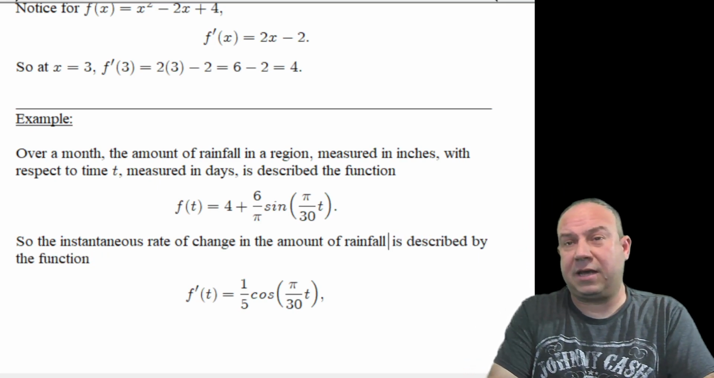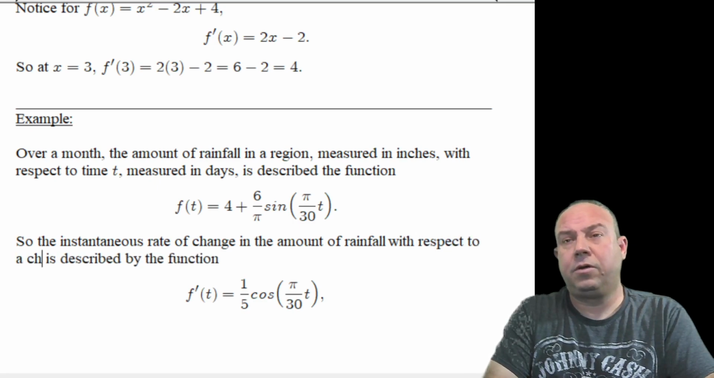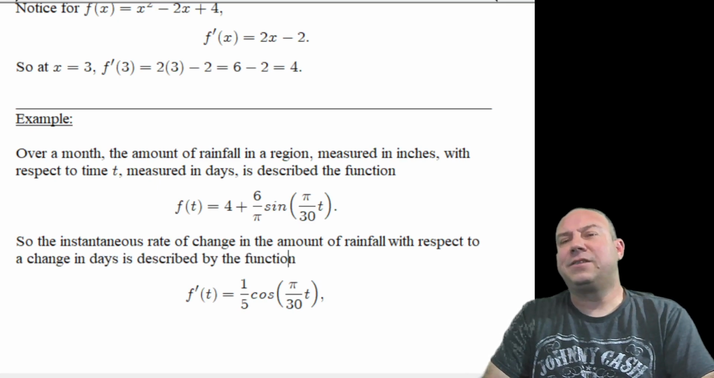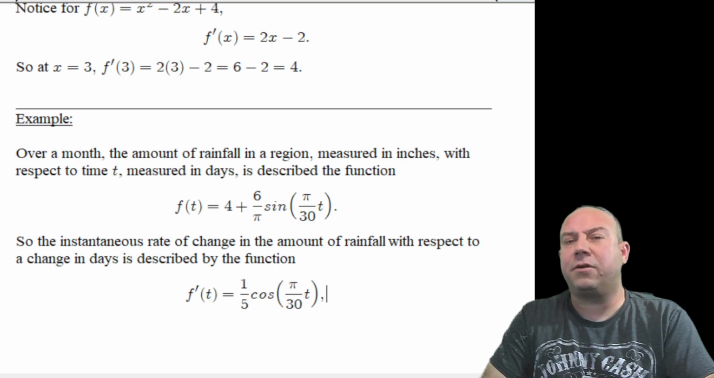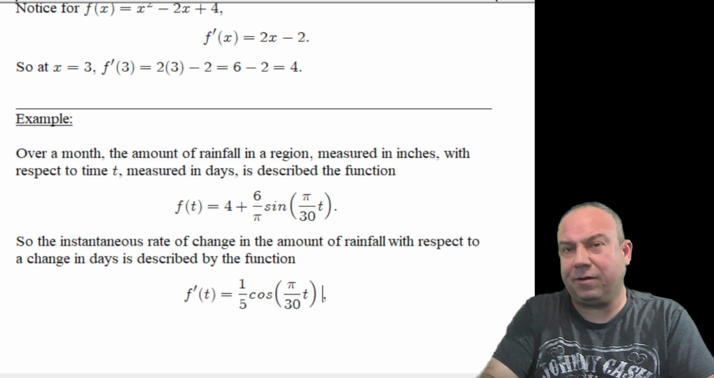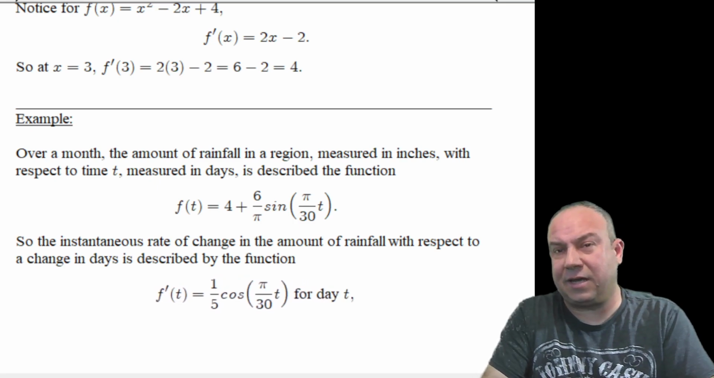Maybe we should say here, with respect to a change in days, the rate of change is described by f prime of t equal to 1/5 the cosine of pi over 30t, for day t. Maybe we should say that here. For day, we would say it is day t.